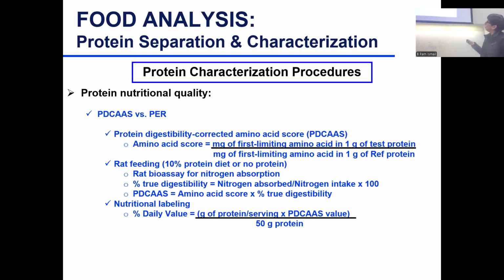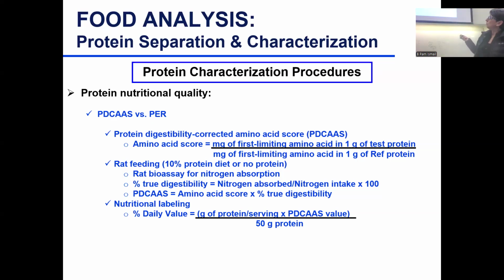Anyway, you get the milligrams of the first limiting amino acid in your test protein and divide it relative to the same amino acid in a reference protein. Usually your reference protein is casein. So you get a score from 0 to 1. And then you do the digestibility, which you also get a score from 0 to 1. And that's why your PDCAAS is between 0 and 1.